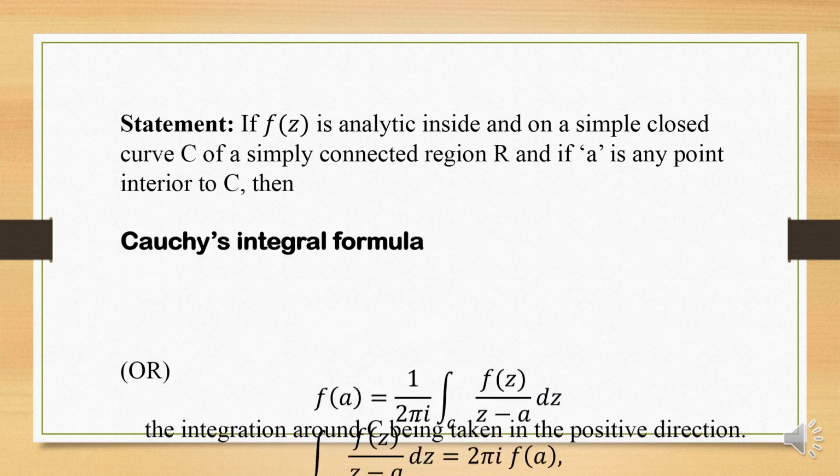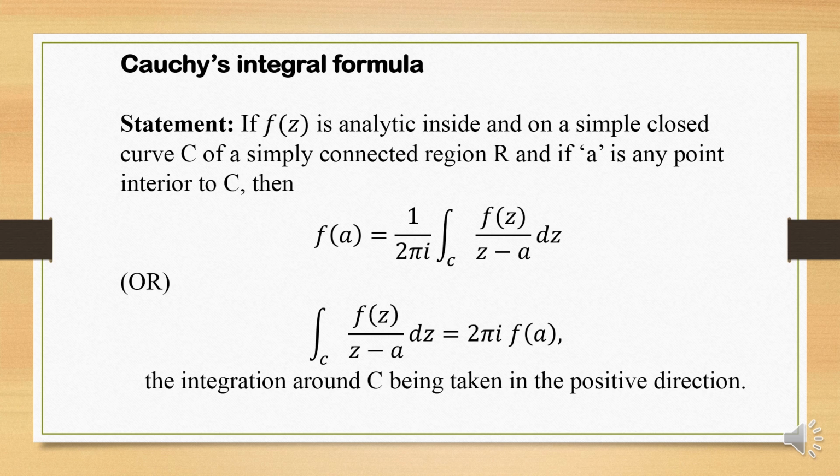The statement is: if f(z) is analytic inside and on a simple closed curve C of a simply connected region R, and if a is any point interior to C, then f(a) equals 1 by 2πi integral over C of f(z) by (z minus a) dz, or integral over C of f(z) by (z minus a) dz equals 2πi into f(a). The integration around C is taken in the positive direction.